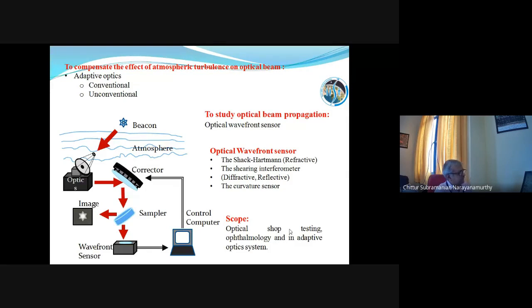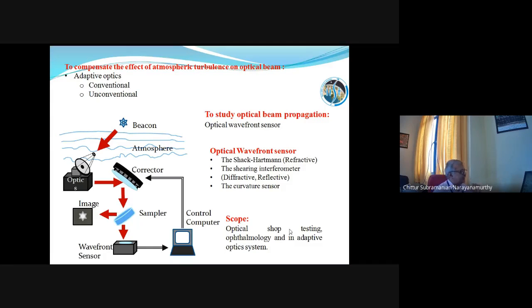The corrector actually has deformable mirrors. What deformable mirrors mean is that when the light passes through, the mirrors deform accordingly. This can be made using MEMS nowadays. When the beacon sends a signal back, the signal goes back to the corrector. The corrector is made up of a deformable mirror, so that will adjust the aberration, and it goes to the control computer and feeds back to the wavefront sensor.